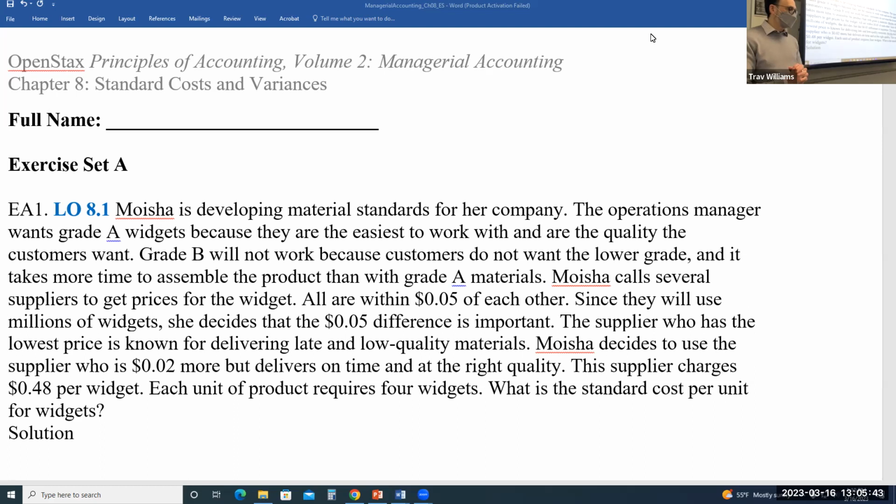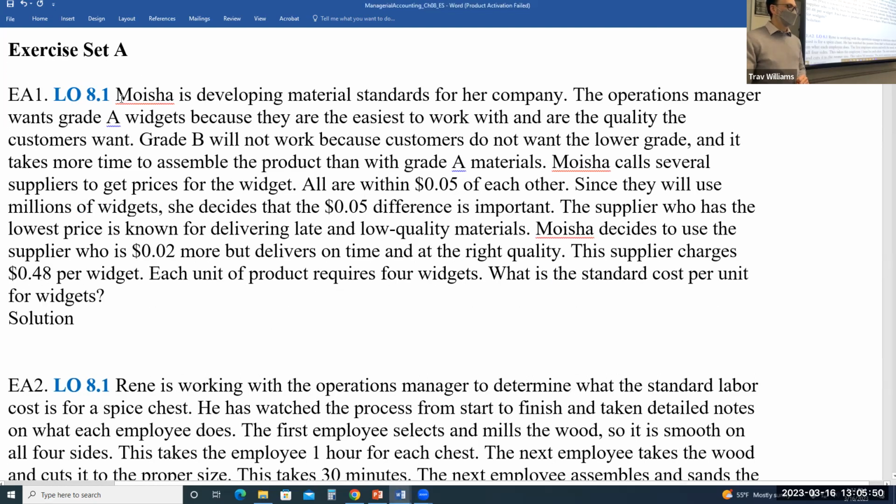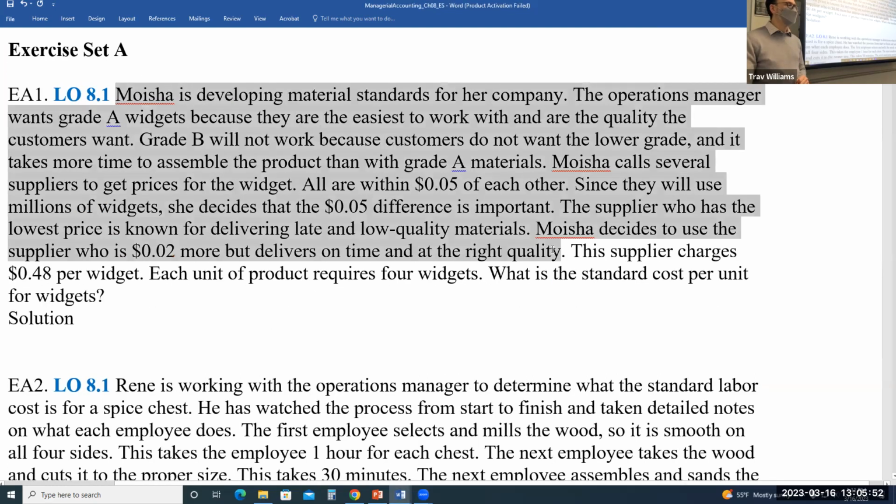So here we go, chapter 8, exercise set. The first one actually is super easy. That's nice. They give us this whole long explanation that we really don't even need. So I'm just going to skip all that.